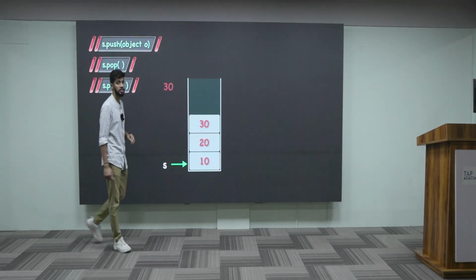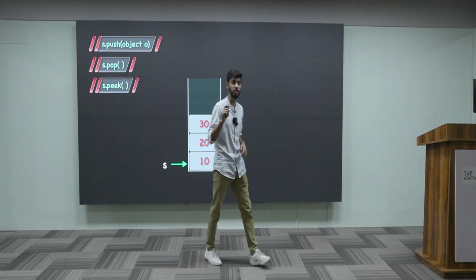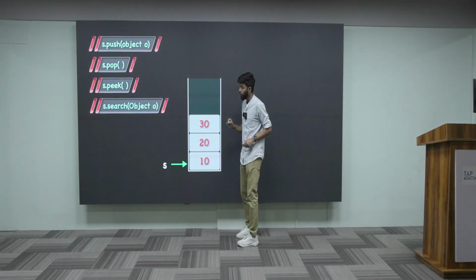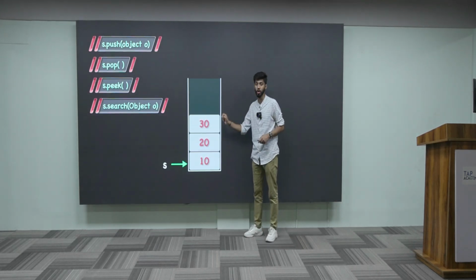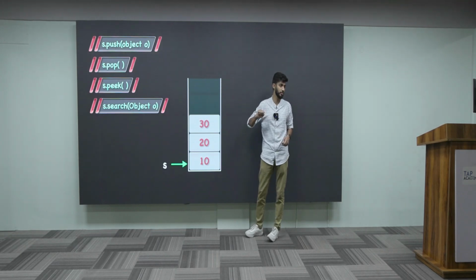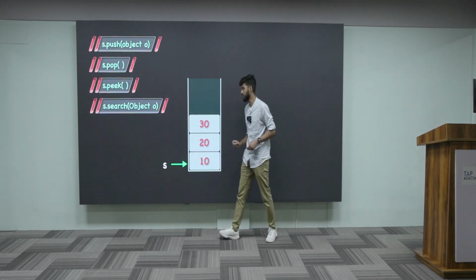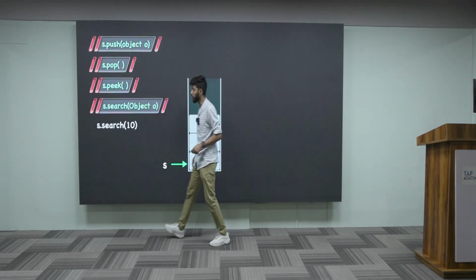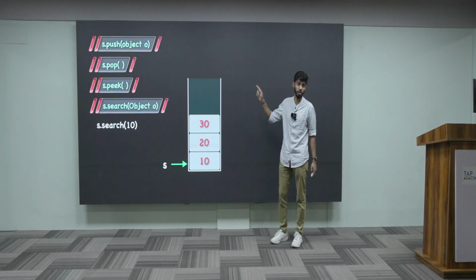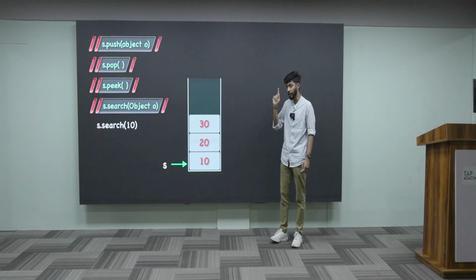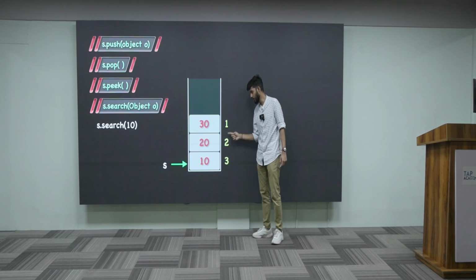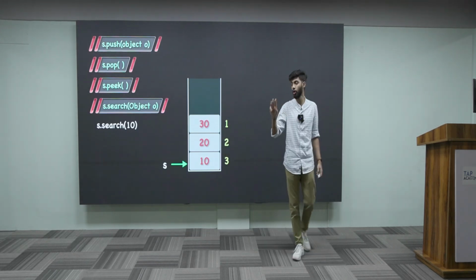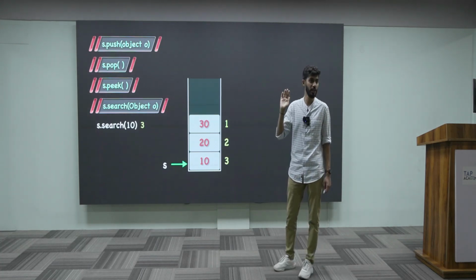Apart from these three methods, there is one more method called search. What does the search method do? It tells, from the top of the stack, in which location the element is present. For example, I say s.search and pass 10. If I number from the top of the stack, 1, 2, 3, 10 is present in which location? 3. So it will return 3. Is that clear to you?